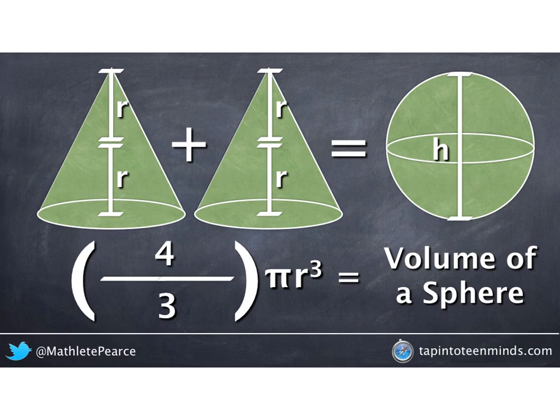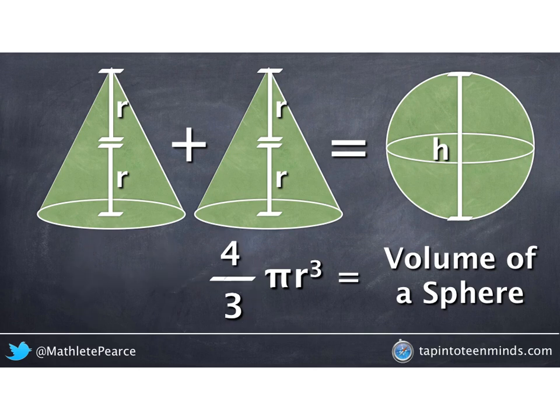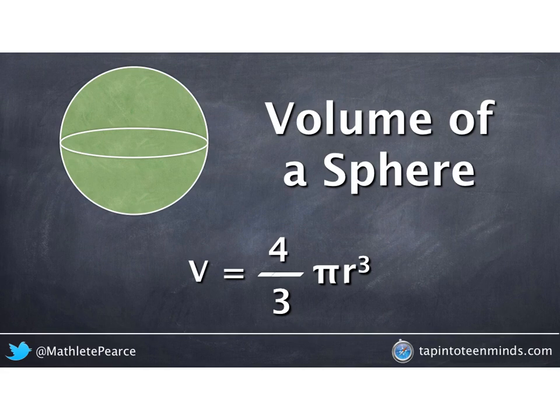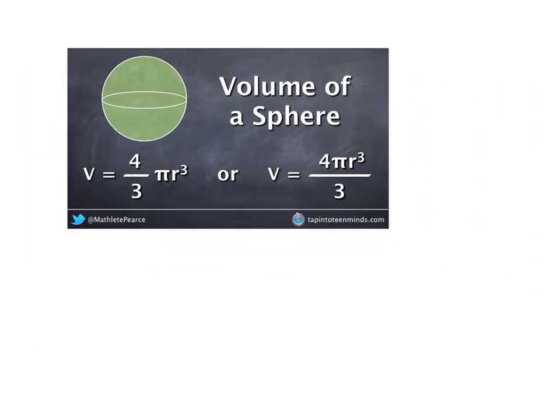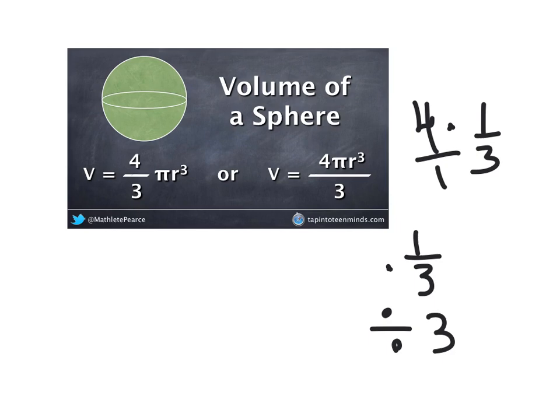Until I have a value for the radius, I can't do anything more with that formula. So that is the volume of a sphere: 4/3 times pi, radius cubed. Or you might see it written 4 times pi r cubed divided by 3. Because remember, that divided by 3 there is the same as multiplying times 1/3, same thing as dividing by 3. And if I have 4 times 1/3, it's equal to 4/3.